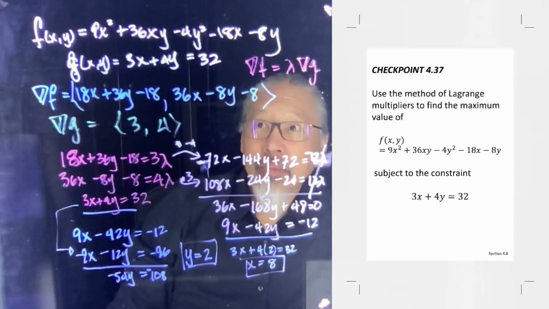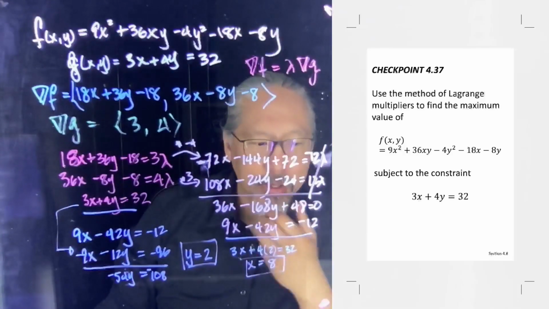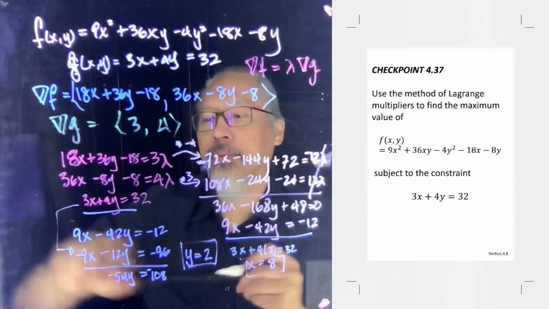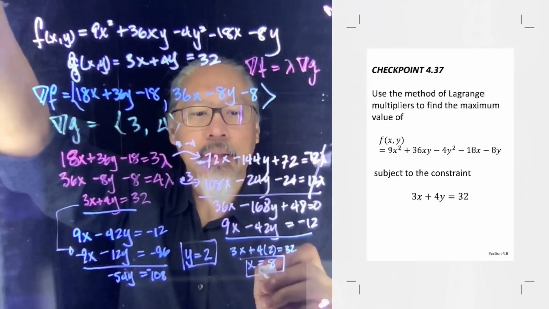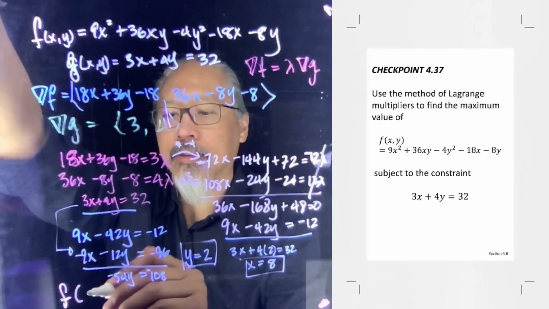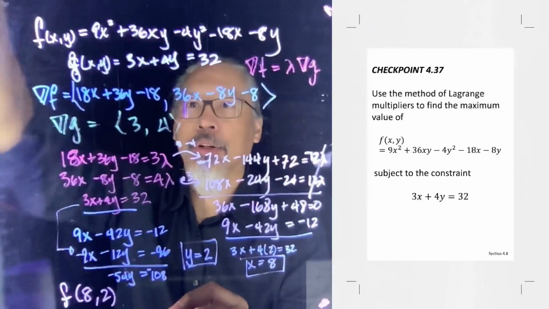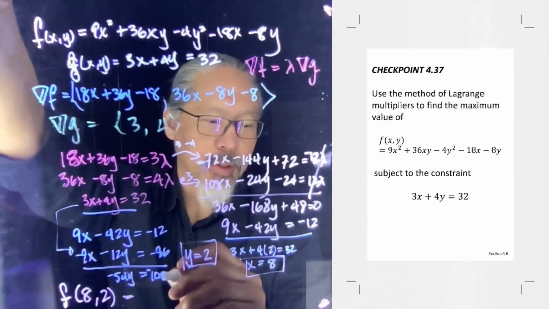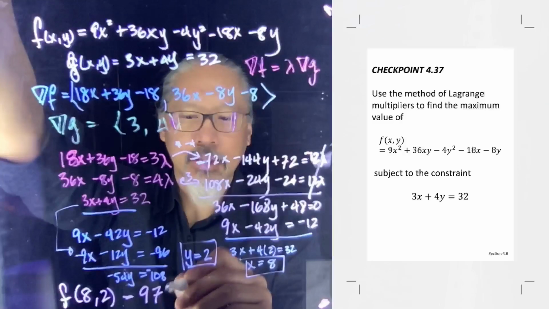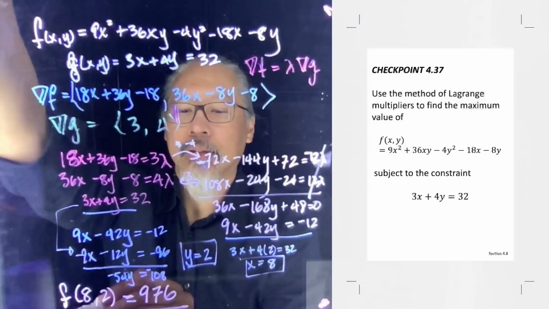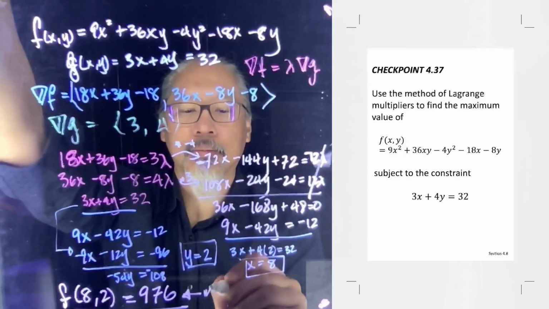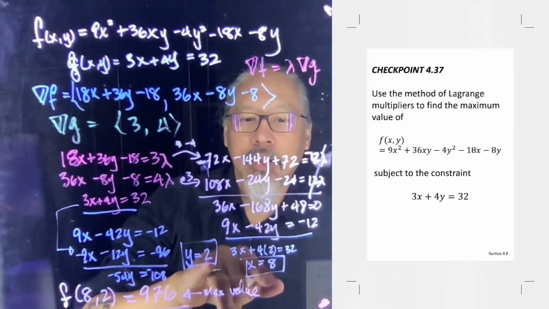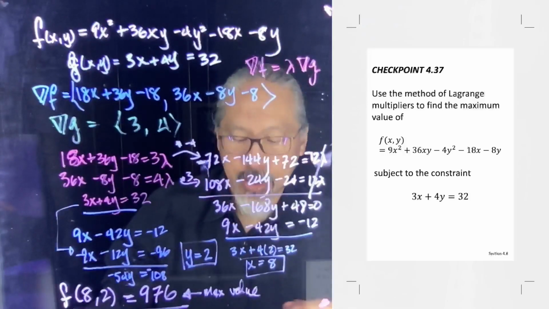Okay, so this is the place where we get the maximum. So we need to take 8 comma 2 and just put that back into the function. And putting 8 comma 2 in here, I got it worked out already. It turns out to be 976. So this is the maximum value. And 8 comma 2 is the place where you get the maximum value.